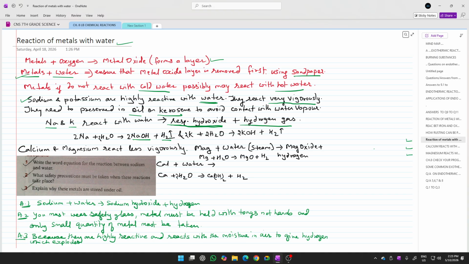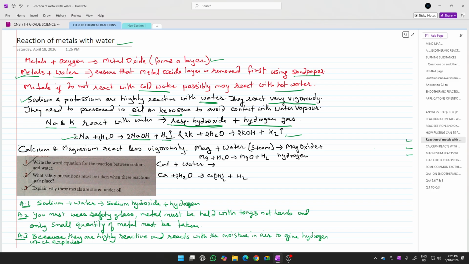So these are the exact chemical reactions that can be written for the reaction of sodium and potassium with water. Basically, sodium hydroxide or potassium hydroxide is formed, and along with that, hydrogen gas is also produced. This is the reaction of sodium and potassium with water. Now let us try to see how other metals react with water.